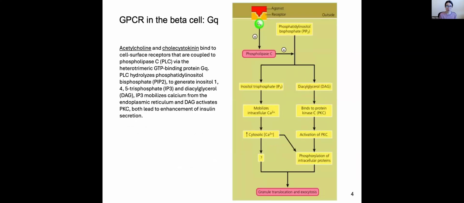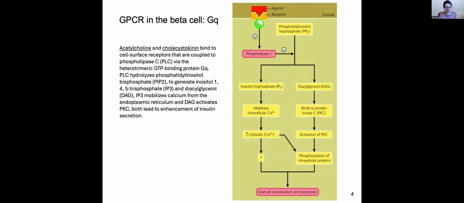Since we talked about the GS and the GI, we cannot forget about GQ. And in this case, the acetylcholine and cholecystokinin bind to the cell surface receptors that are coupled to phospholipase C, or PLC, through the heterotrimeric GQ. And you already learned this.